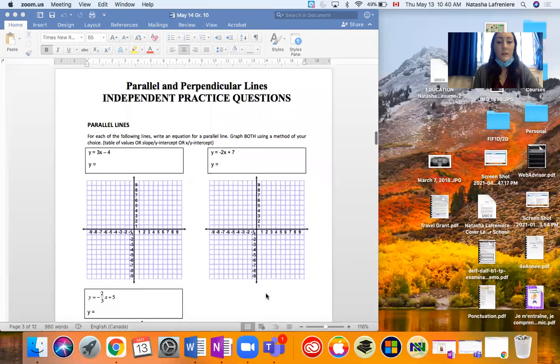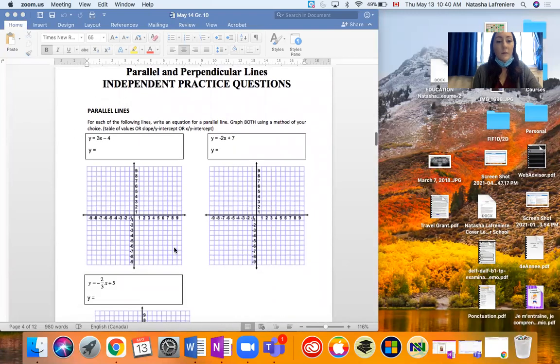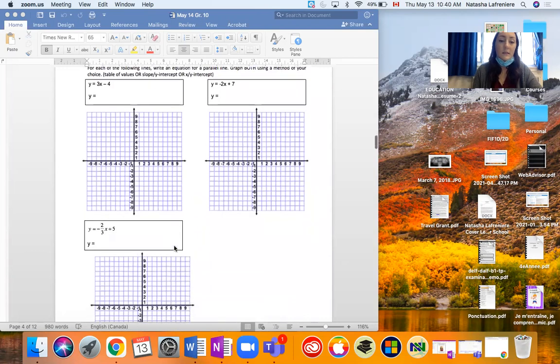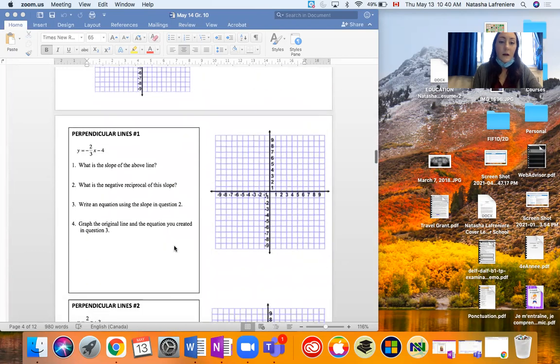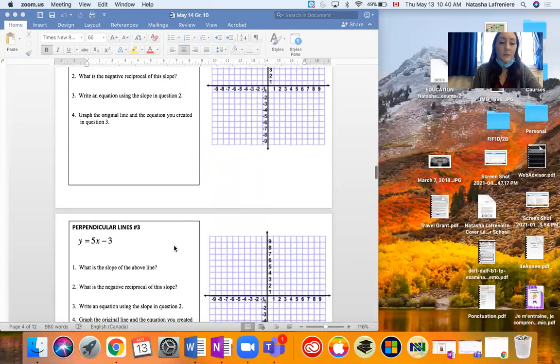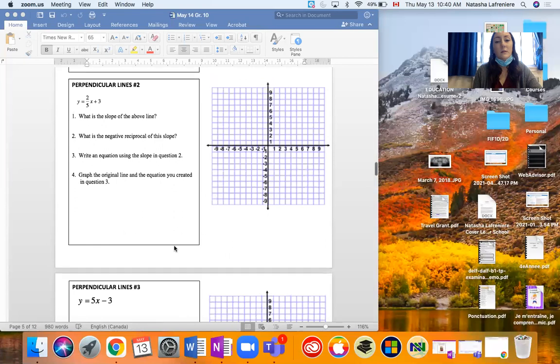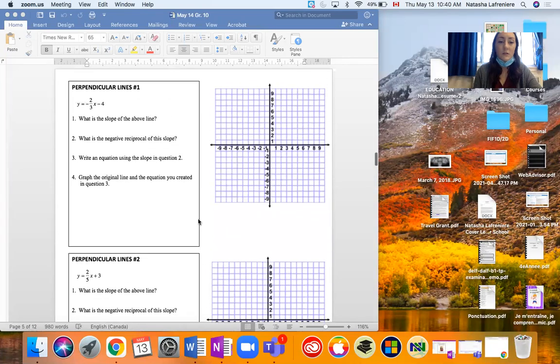So now your independent questions, you've got to make 3 parallel lines and graph them. And then you have to do 4 perpendicular lines and graph them and answer the questions.